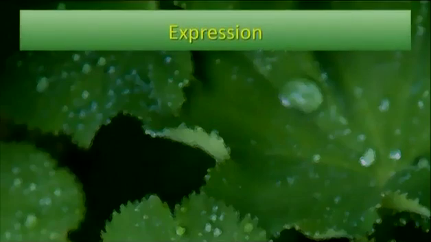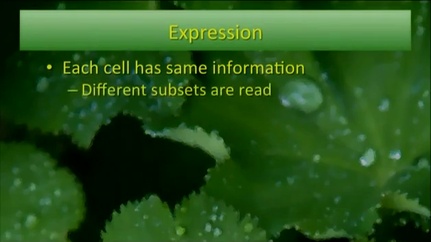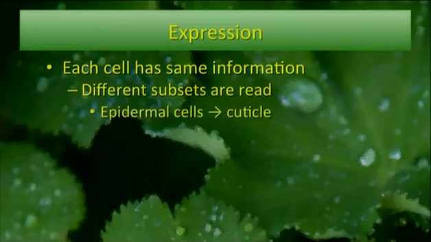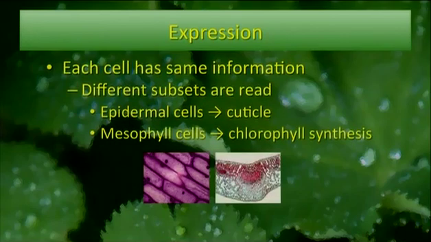Now, gene expression. Each cell has the same information, but different subsets are read. Epidermal cells produce cuticle, whereas mesophyll cells produce chlorophyll in a leaf. You would not have an epidermal cell producing chlorophyll, and you would not have a mesophyll cell producing cuticle, just like in our bodies. Here are epidermal cells, here are mesophyll cells.